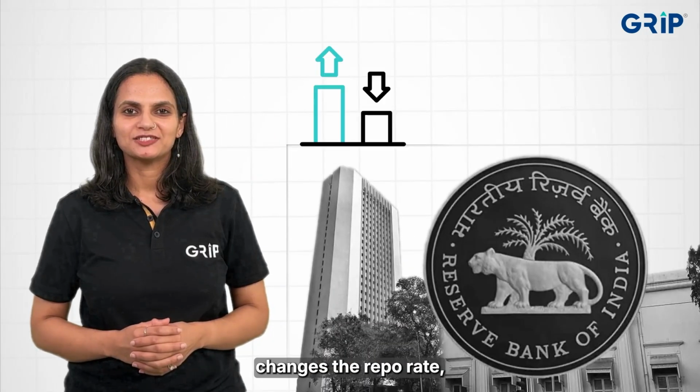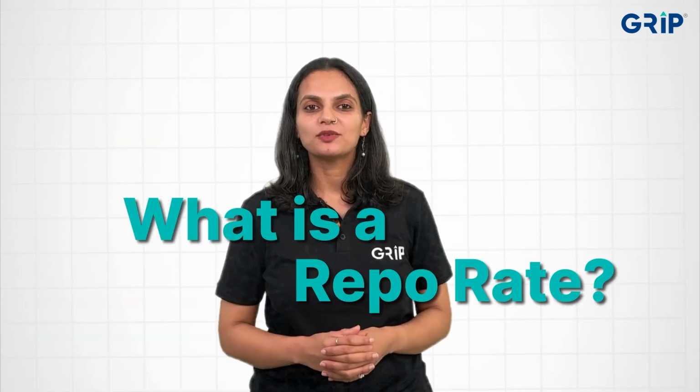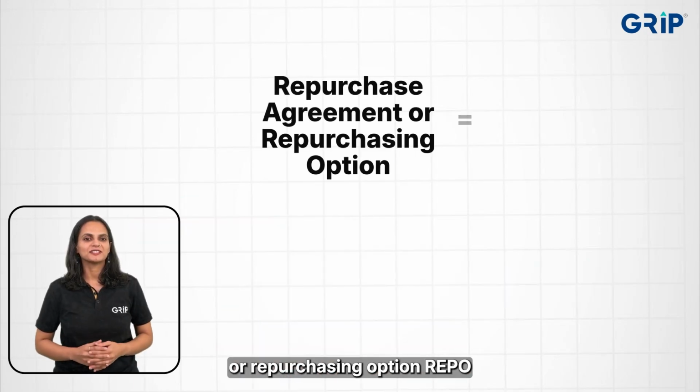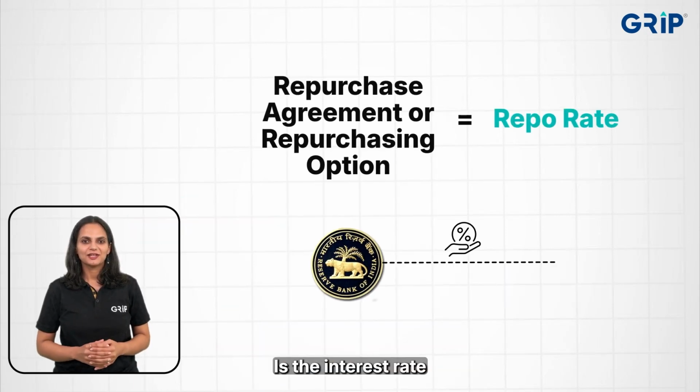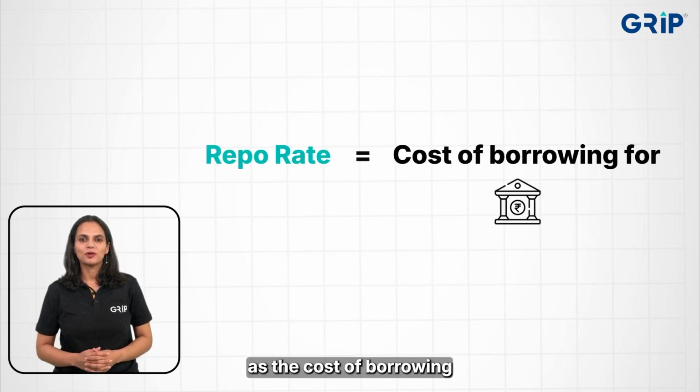Whenever RBI changes the repo rate, the bond market reacts immediately. But what's repo rate and why does it affect your returns? Repurchase agreement or repurchasing option, repo, is the interest rate at which RBI lends money to banks. Think of it as the cost of borrowing for banks.